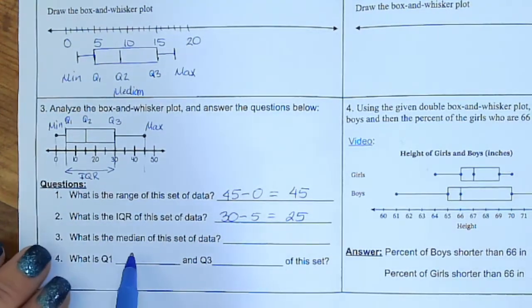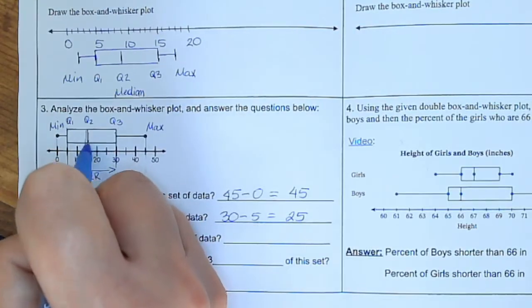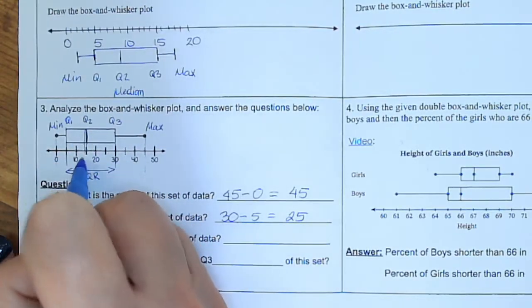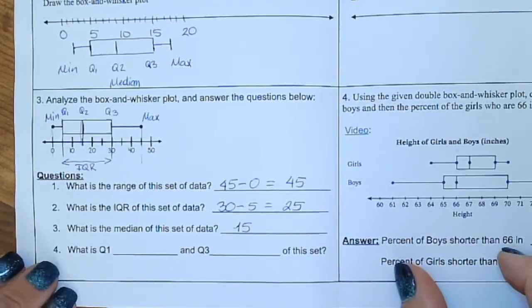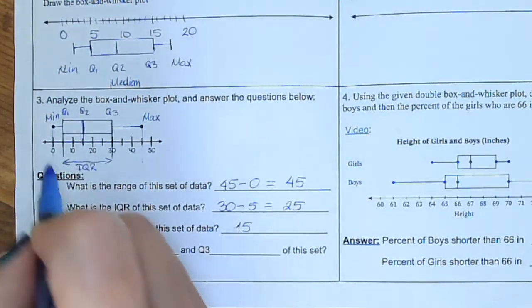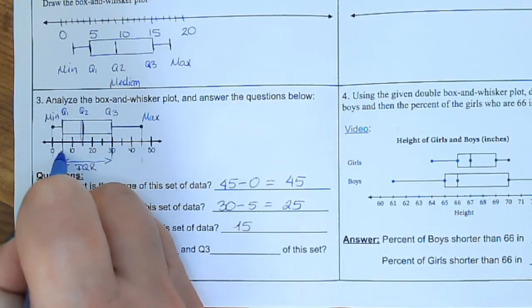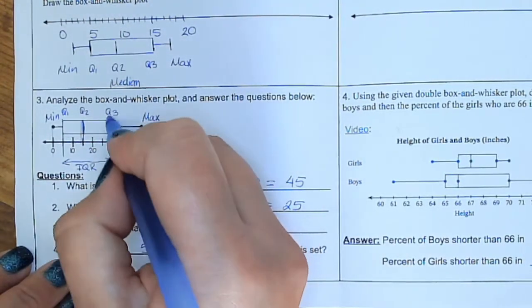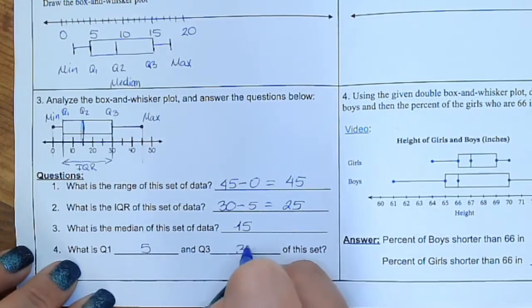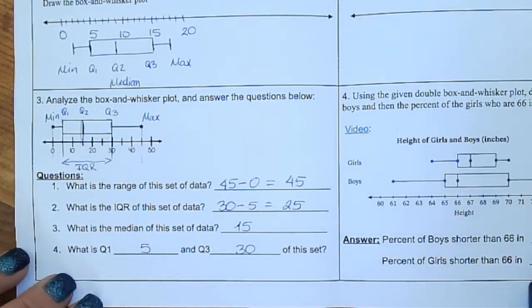What is the median? The median is the middle line here, which is 15. And then what is Q1? Q1 is the left side of the box, 5. And Q3 is the right side of the box, 30. Those are the sides of the box.